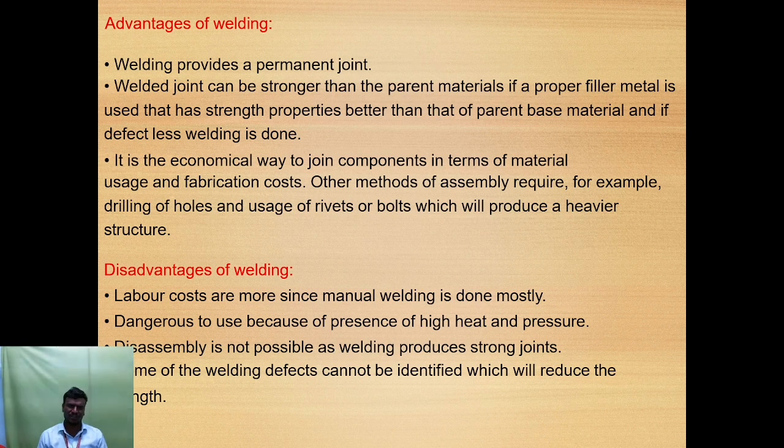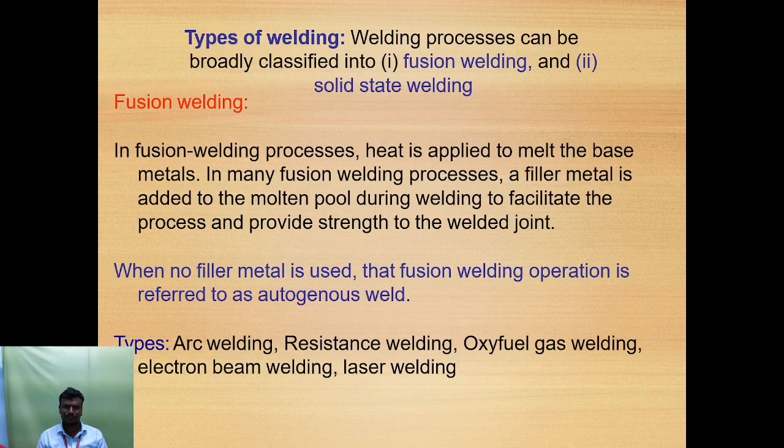a heavier structure. And the disadvantages of welding: the labor costs are higher since manual welding is done mostly, and it is dangerous because of the presence of high heat and pressure during the welding process. Dismantling is not possible as welding produces strong joints. Some of the welding defects cannot be identified, which will reduce the strength.